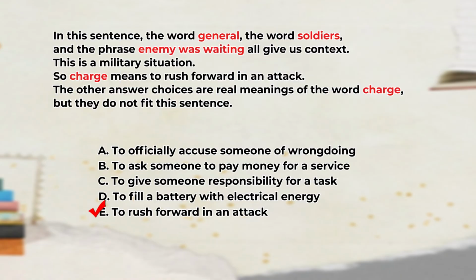In this sentence, the word general, the word soldiers, and the phrase enemy was waiting all give us context. This is a military situation, so charge means to rush forward in an attack. The other answer choices are real meanings of the word charge, but they do not fit this sentence. This question checks whether students can choose the correct meaning of a multiple meaning word based on context.